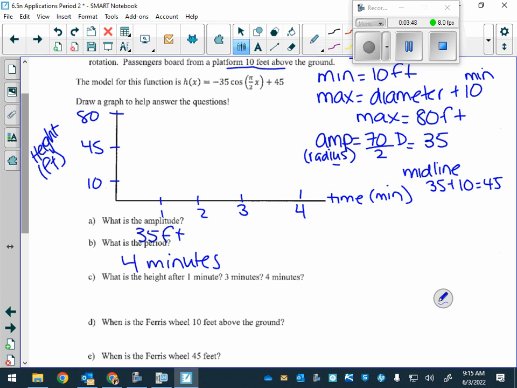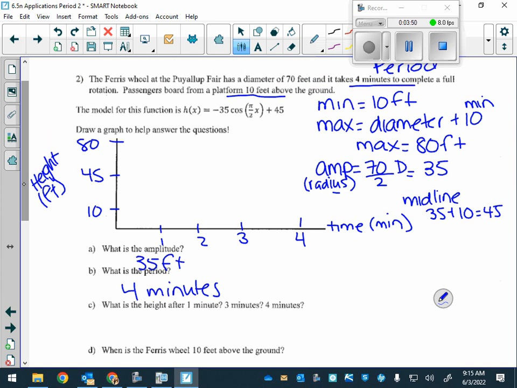Okay? So they're telling us to start this ride, we start at the 10-foot platform. Then, isn't the 10-foot platform our minimum? So are we going to have a cosine graph or a sine graph? It tells us, I know, but cosine, because we're starting at the minimum. So we have 1, 3, 4.